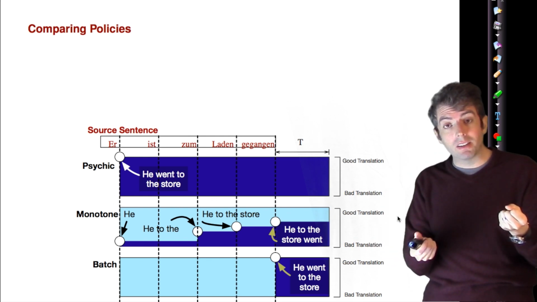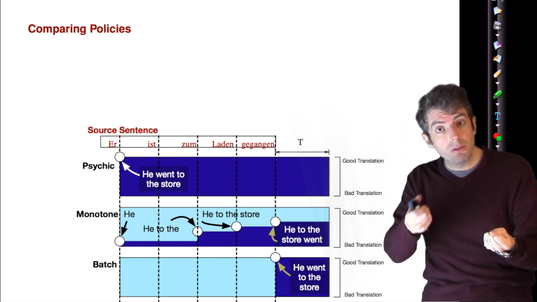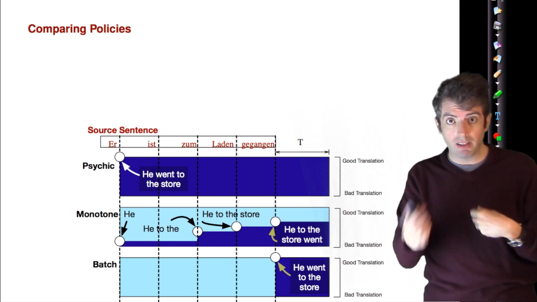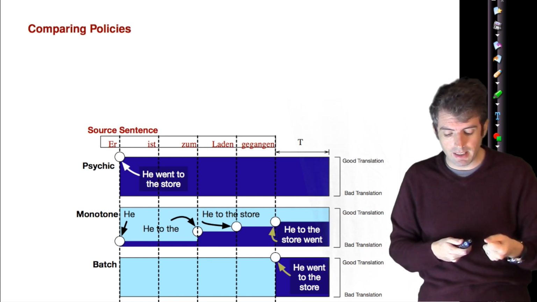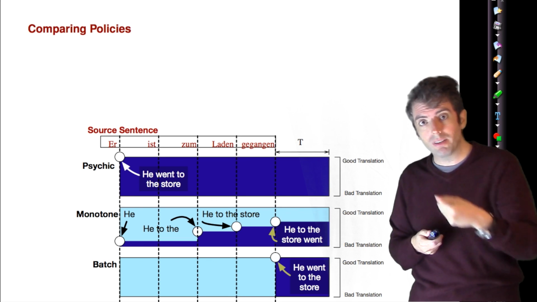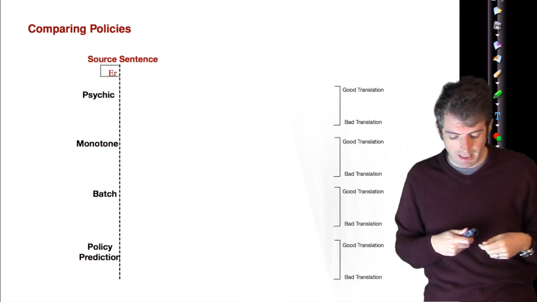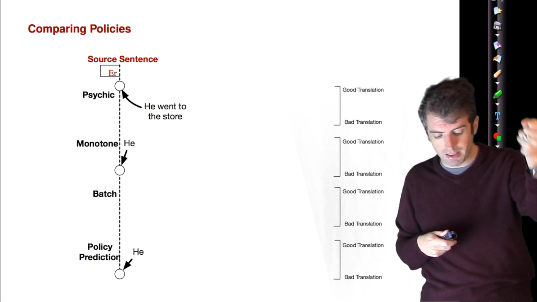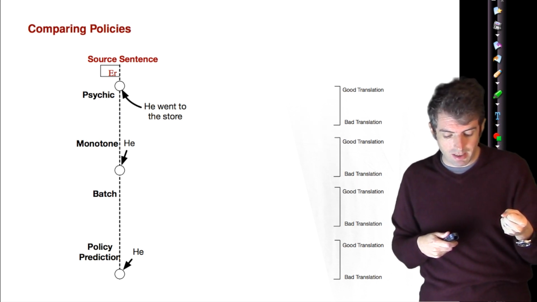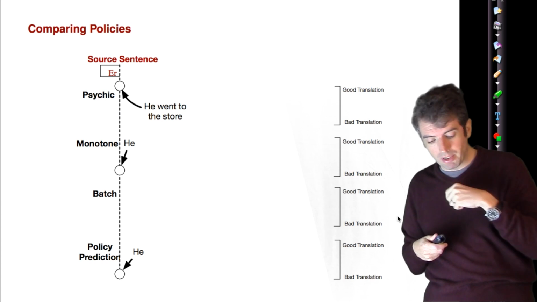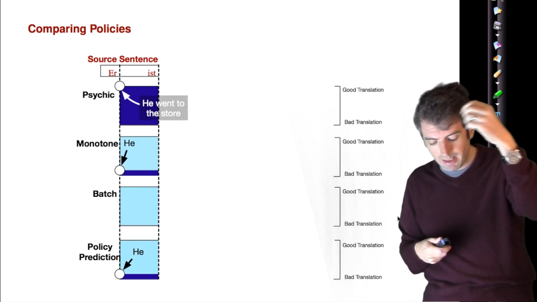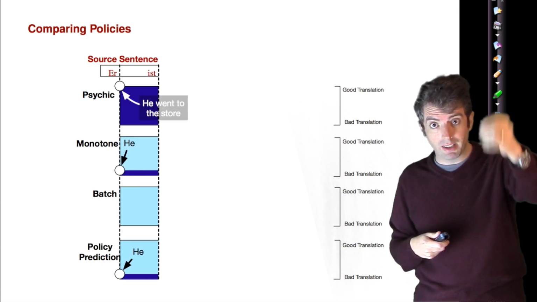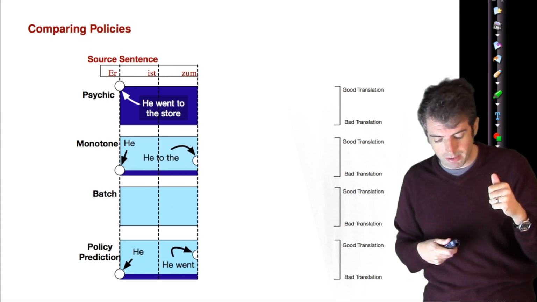What we would like our system to be able to do is to have a richer action space where instead of just translating the words that it's seen, you could also do things like predict words that you haven't seen yet. And so if you can have the best of both worlds between, say, the monotone and the batch translations, by predicting what the verb is going to be, you can start collecting reward early by translating words that don't depend on the verb as soon as you see them.